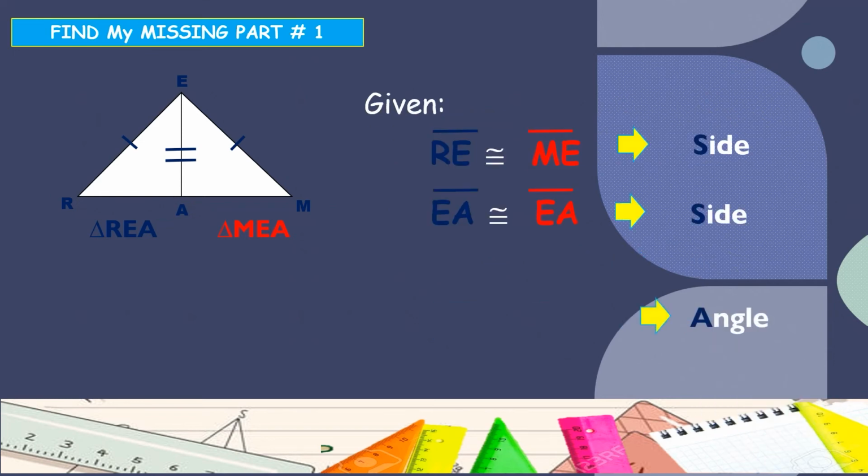We are looking for an included angle in the figure to complete the side angle side congruence postulate. So we have angle REA is congruent to angle MEA. That is the correct answer.